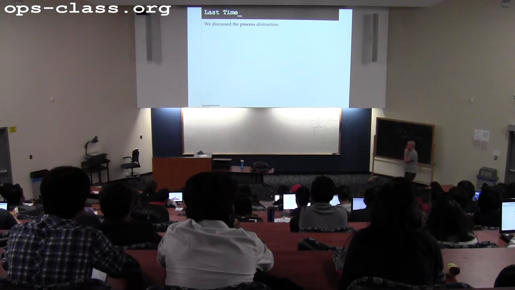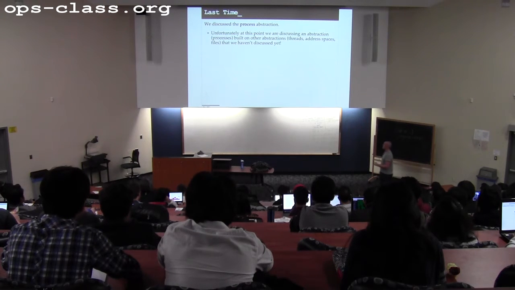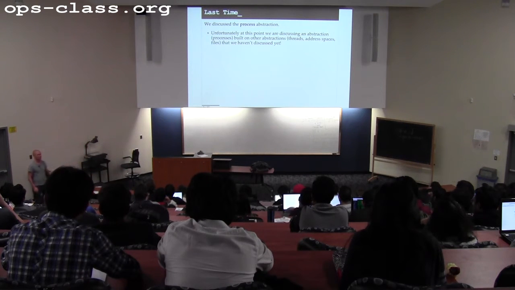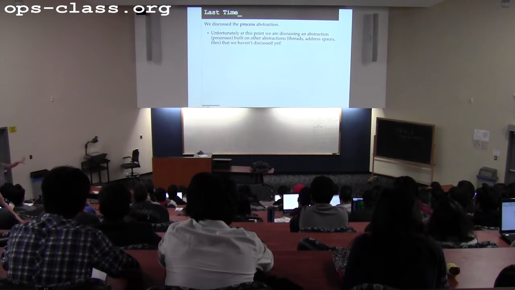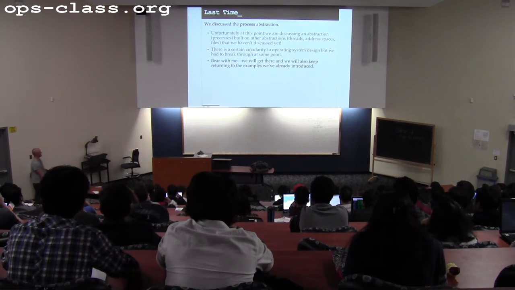All right, so just going back to last time, we were in the middle of discussing the process abstraction. I just want to point out that at this point, we're talking about this container abstraction, the process, and it contains these other abstractions. There's some degree of circularity here that we kind of have to break into. So that's kind of where we are. We will come back and discuss these other abstractions in a lot more detail and how they're created.